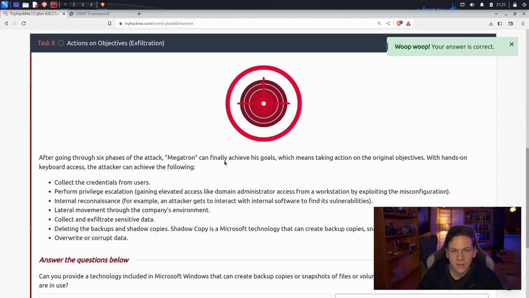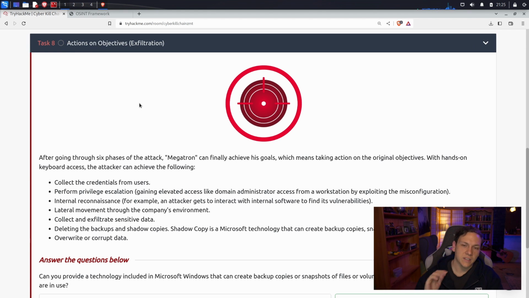We're almost there. Actions on objectives. This is the final phase. After going through 6 phases of the attack, Megatron can finally achieve his goals, which means taking action on the original objectives.